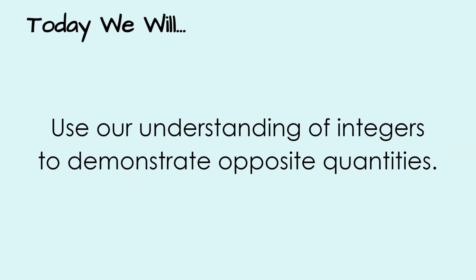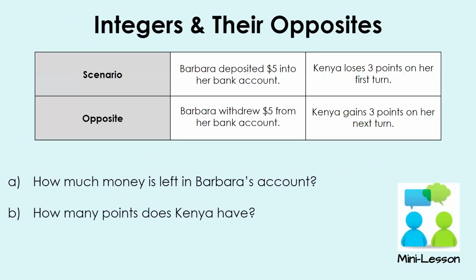Today, we will use our understanding of integers to demonstrate opposite quantities. So the opposite of Barbara depositing $5 would be Barbara withdrew $5 from her bank account. And the opposite of Kenya losing 3 points would be Kenya gains 3 points on her next turn.